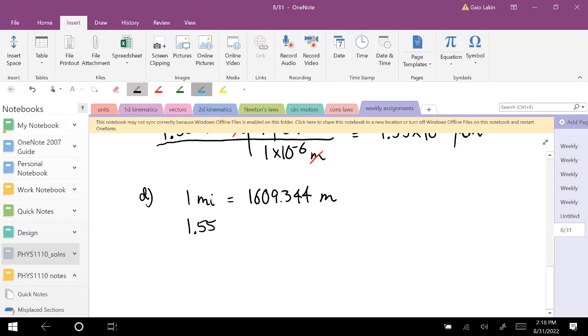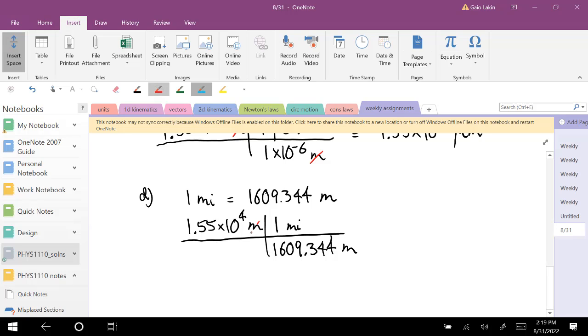Okay, 1.55 times 10 to the fourth meters. And then the conversion factor, we want meters in the denominator again, so I'm going to do 1 mile over 1609.344 meters. And I don't have that solution with me, but it's a little less than 10, I guess. Does someone have a calculator in front of them? Could someone punch that out? Okay, 9.631 miles. And if you were in chemistry, they'd be furious about the significant figures, but here we don't care.